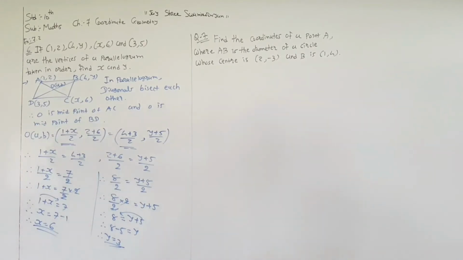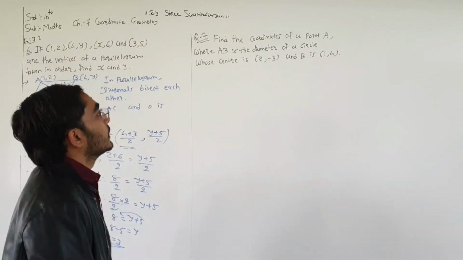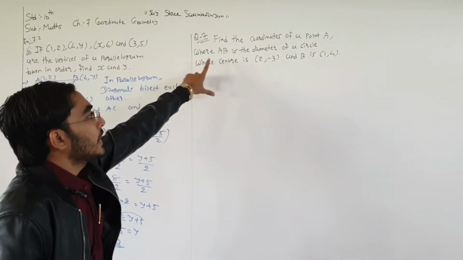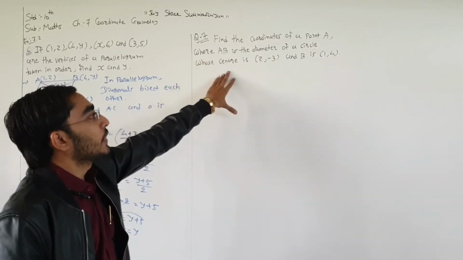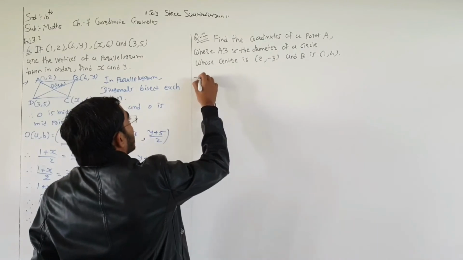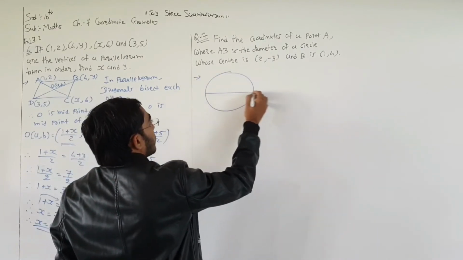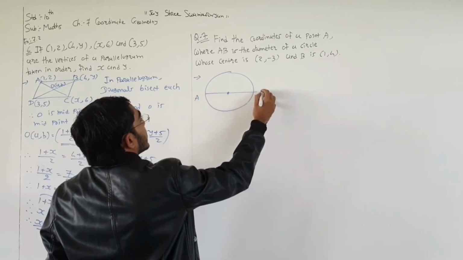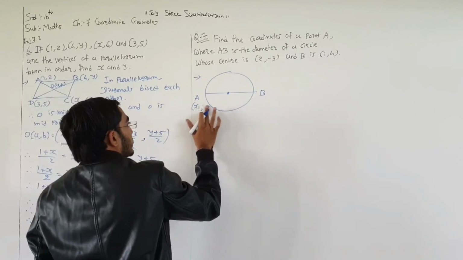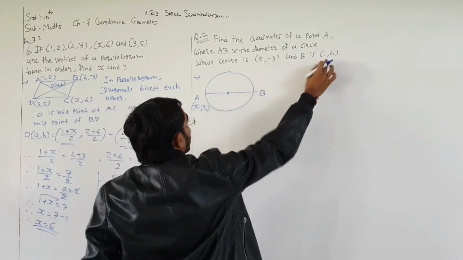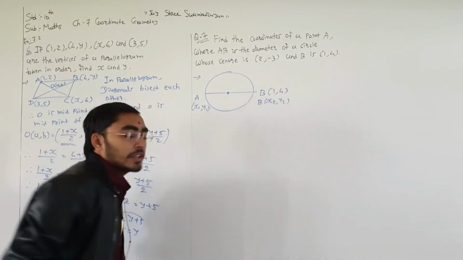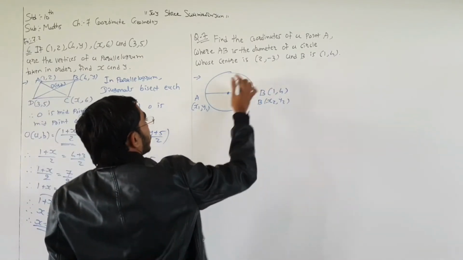Okay. After that, question number 7. Find the coordinate of a point A where AB is the diameter of a circle whose center is (2, minus 3) and B is (1, 4). Now here we have one circle, one diameter AB. We need to find A. So give x1 and y1. Now B we know that is (1, 4), x2 and y2. And center is also given to us, (2, minus 3).